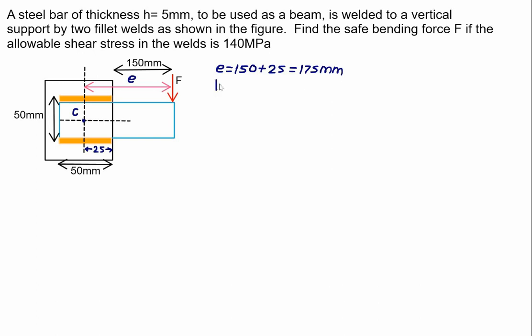We have shear force equal to force F. We'll take this value in kilonewton. And we have torque T equal to force multiplied by E. This will be in kilonewton mm. So we have E equal to 175, so torque is equal to 175 times F kilonewton mm.